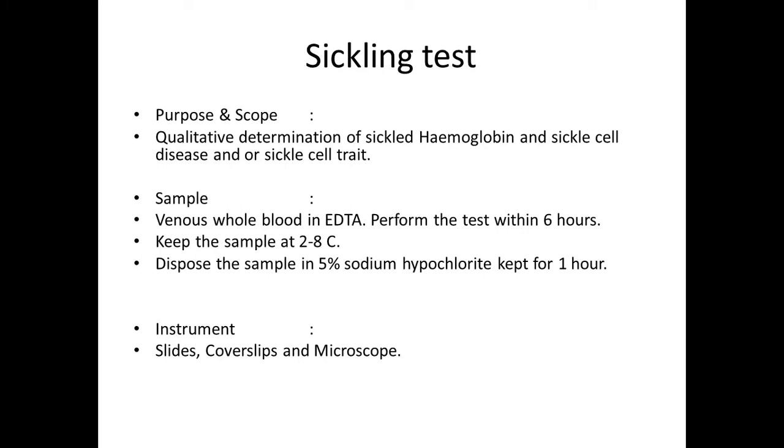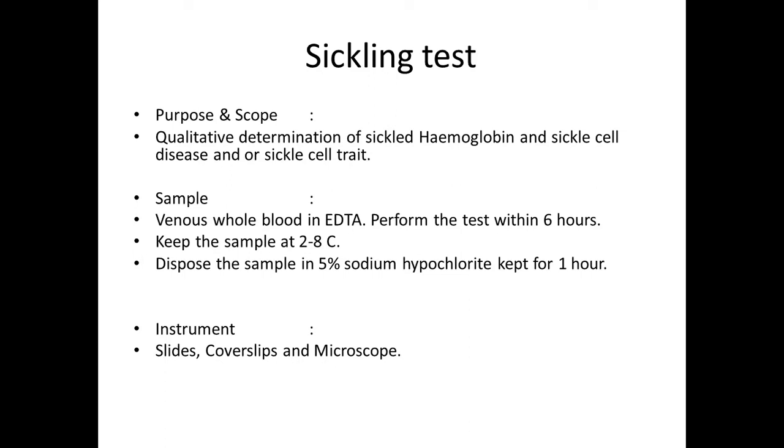As a result, the patient will have repeated and earlier hemolysis of these RBCs. RBC lifespan is decreased, and as a result the patient will have anemia. Now how to identify this sickled cell or sickled hemoglobin? There is a test called the sickling test. The purpose of this test is qualitative determination of sickled hemoglobin and sickle cell disease.